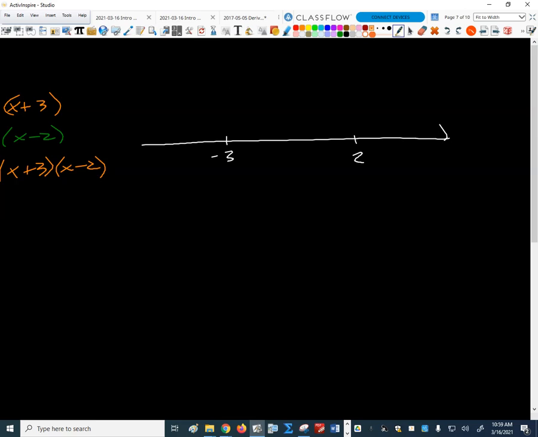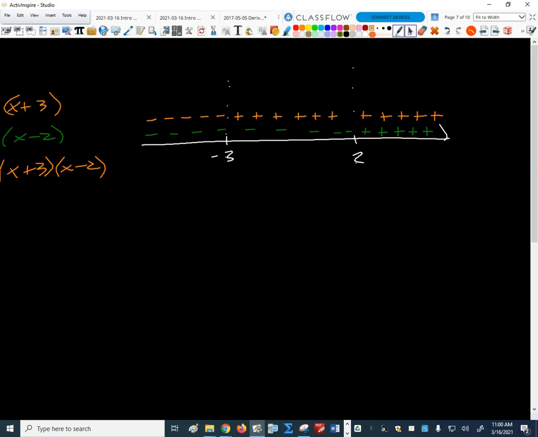So then, what would be the signs of the orange factor, x plus 3? Well, x plus 3 is going to be negative every place less than -3, right? And positive every place greater than -3. Okay, what about x minus 2? Well, x minus 2 is going to transition at 2. It's going to be negative for any value of x less than 2, and positive for any value greater than 2.